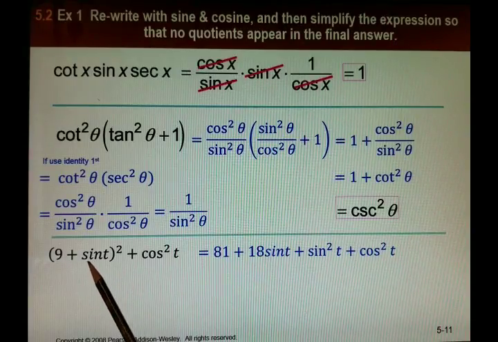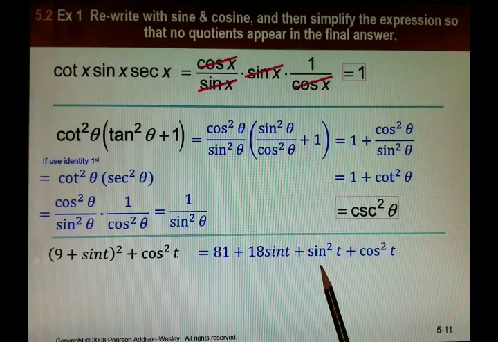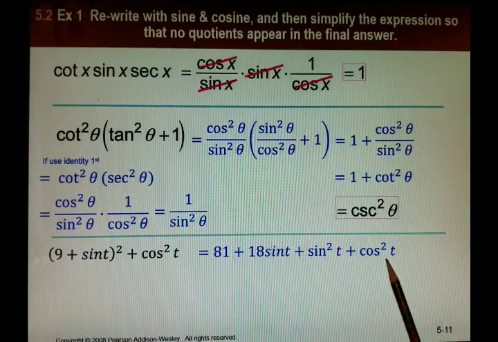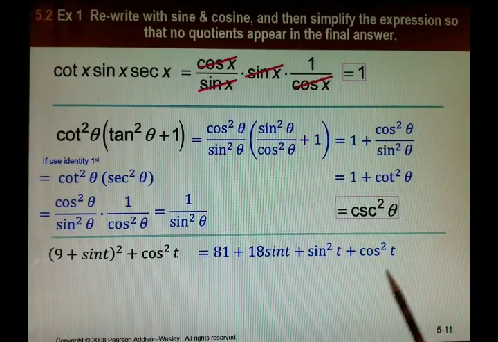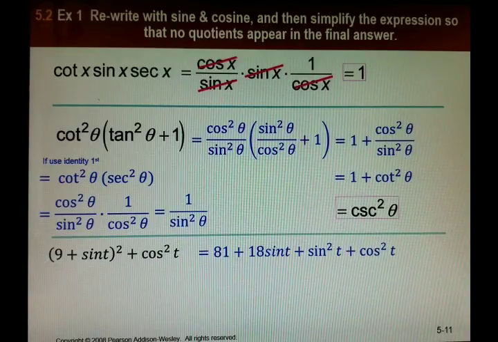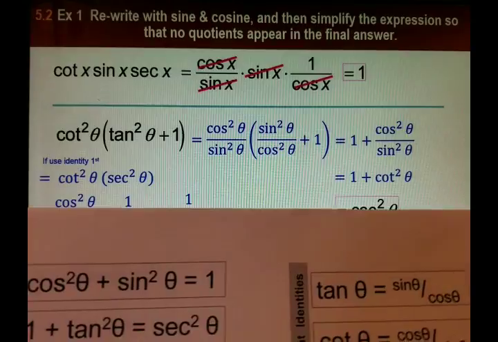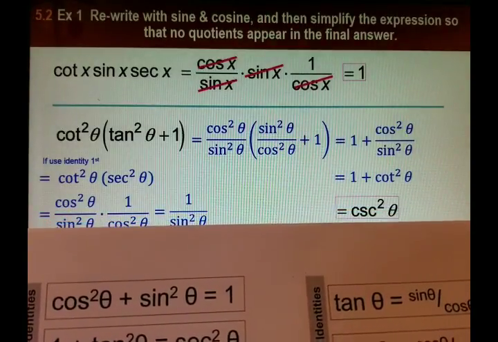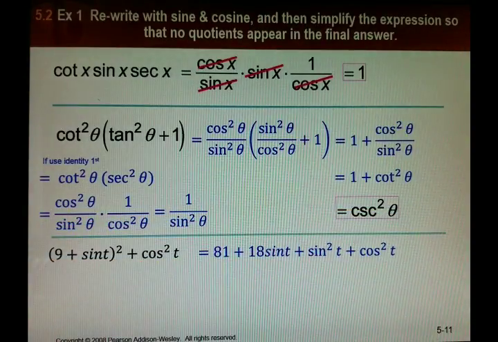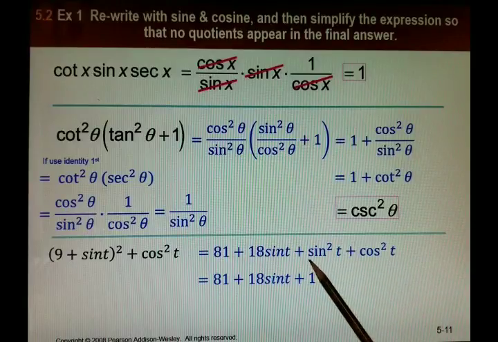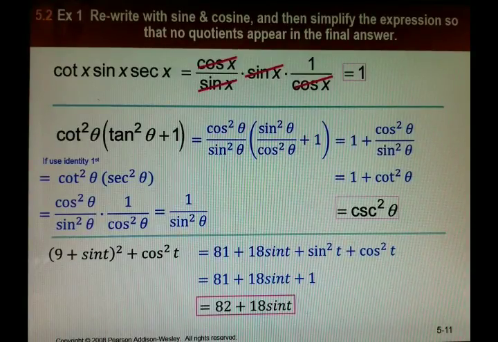This term squared, that's where the sine squared of t comes from, and then we just rewrote the cosine squared. This is a Pythagorean identity. Hope you're starting to realize that sine squared plus cosine squared is 1. So that right there became 1, and 1 plus 81 would be 82 plus 18 sine of t.